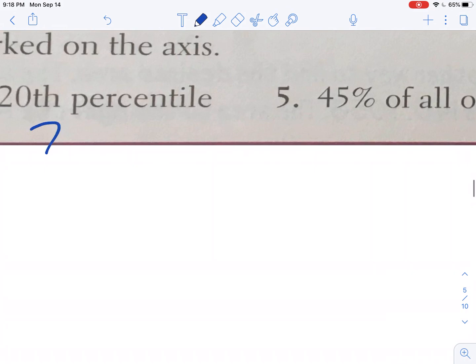This z-score is negative 0.84. So your 20th percentile falls at negative 0.84 for a z-score. I work backwards.